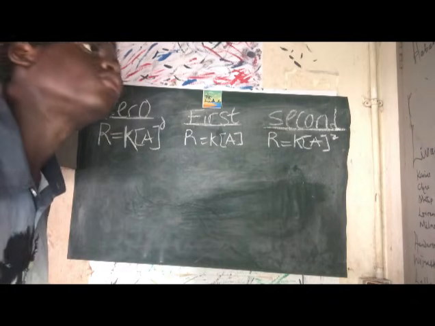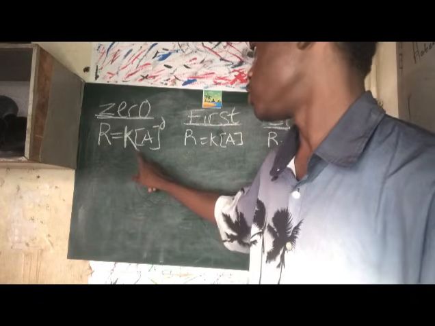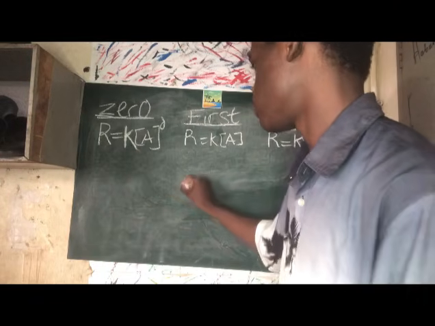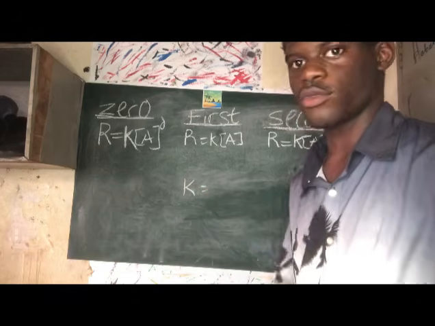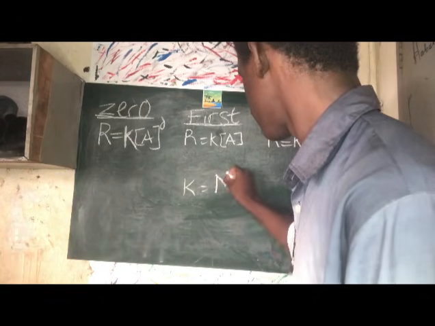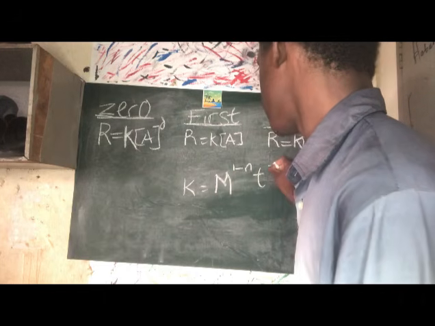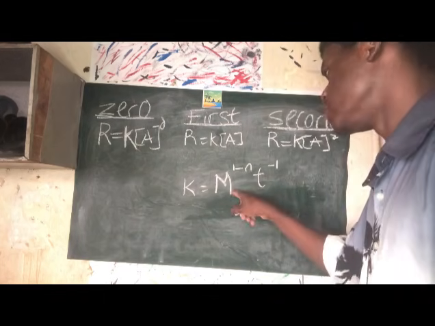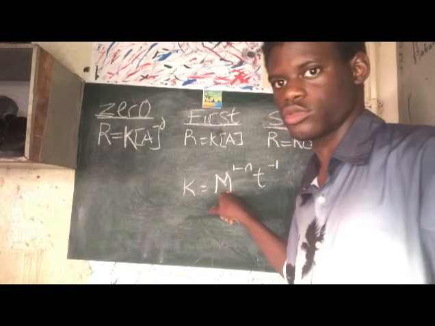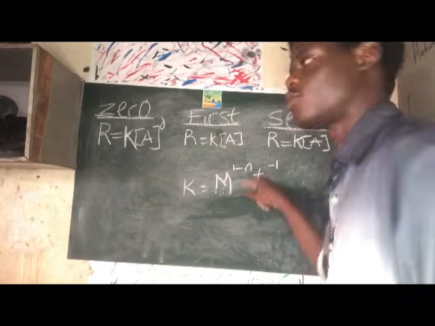Now let's talk about the specific rate constant. This K is called the rate constant. And that's the formula. The formula for determining the rate constant is M raised to power 1 minus n, T raised to power minus 1, where M is concentration in molar or mole per dm cube, while T is time in seconds.